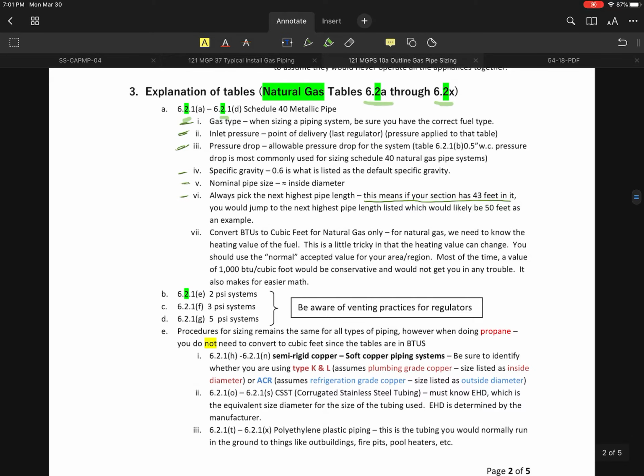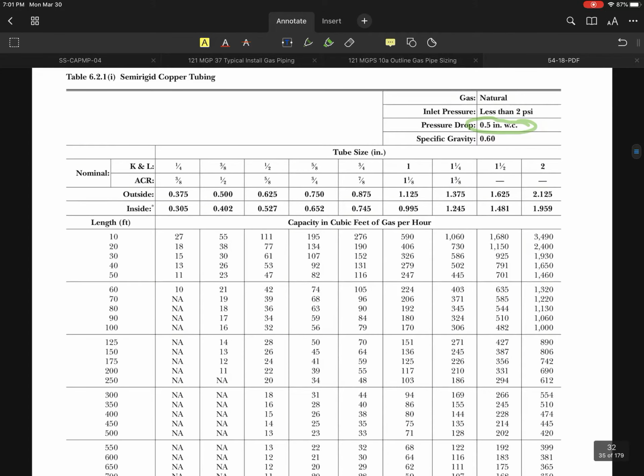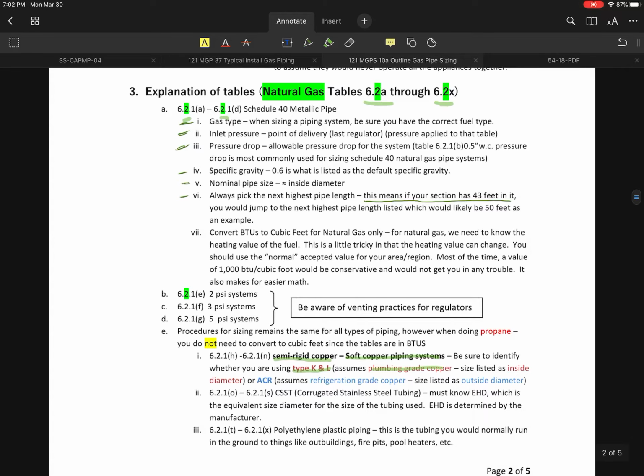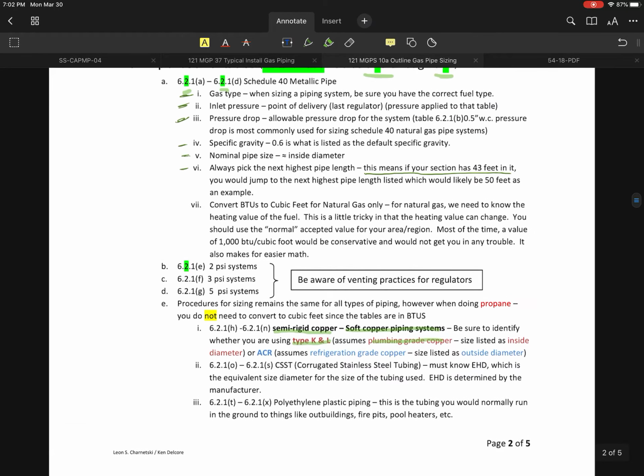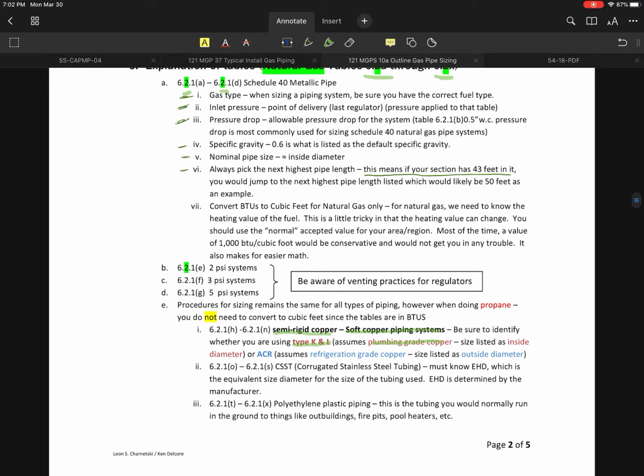In the handout, I've identified specifically some of the issues related to that. So in other words, copper piping, it's also the soft copper that we're using. K and L assumes plumbing grade, and that's all based on inside diameter, and the ACR is assuming refrigeration grade, and that's essentially based on outside diameter. So that's why the table values are showing what they're showing. They're actually the same tubing with the exception of whether it's K or L, and it's just a difference in the way that they're describing it. So that's one thing you have to know. And then of course the pressure drops.